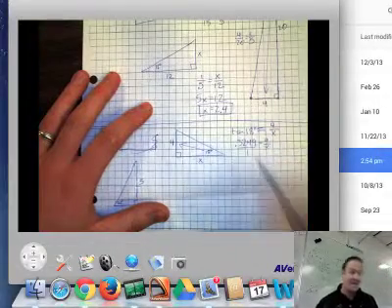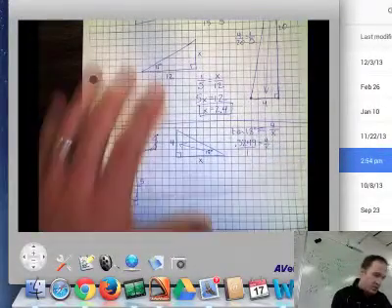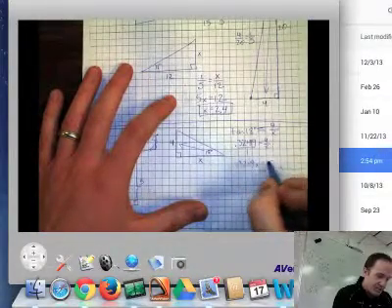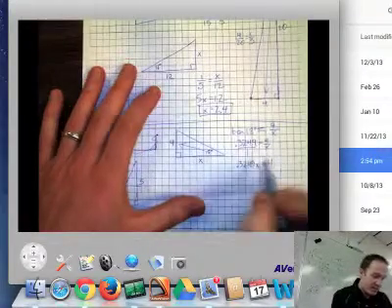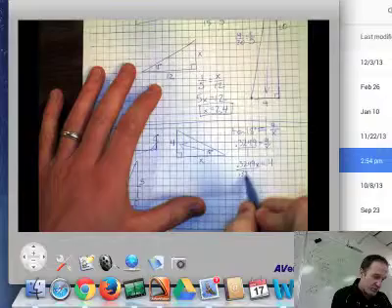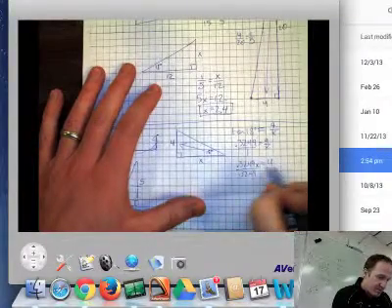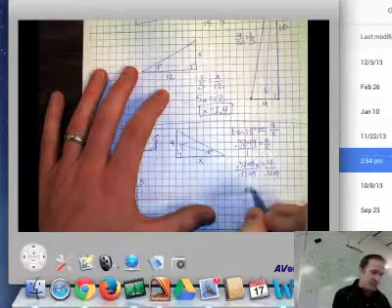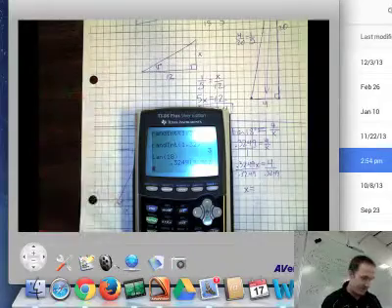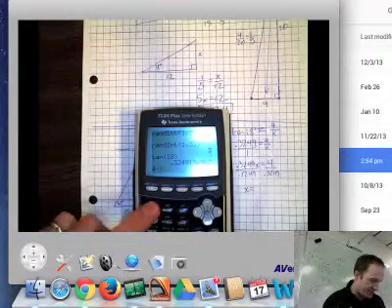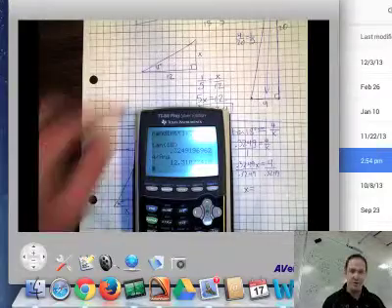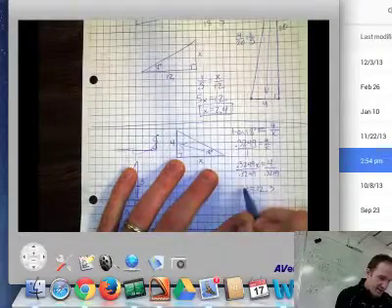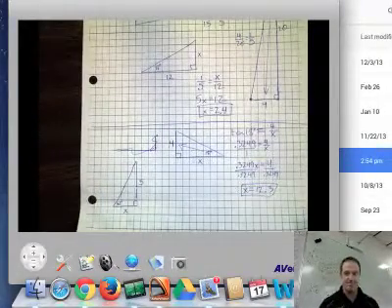I can put that over 1, and now I can cross multiply. So we got 0.3249x equals 4 times 1 is 4. Then I divide both sides by 0.3249. I get x equals, let's see here, 4 divided by all that stuff, about 12.3. And there is the length of that side.